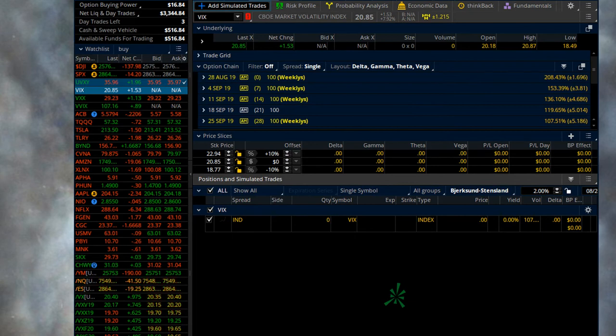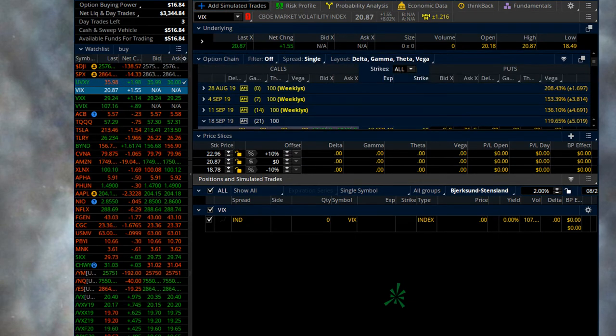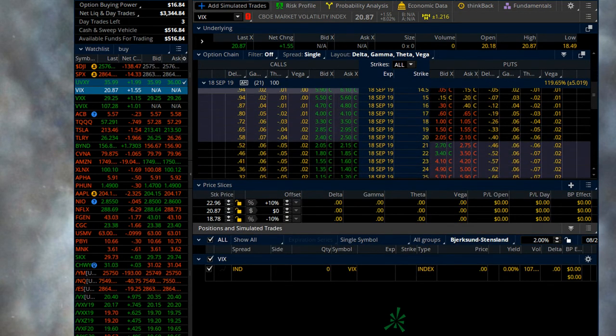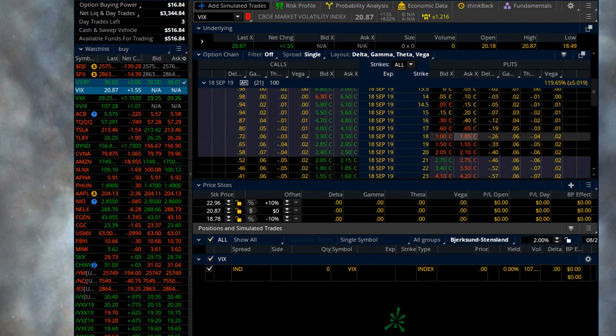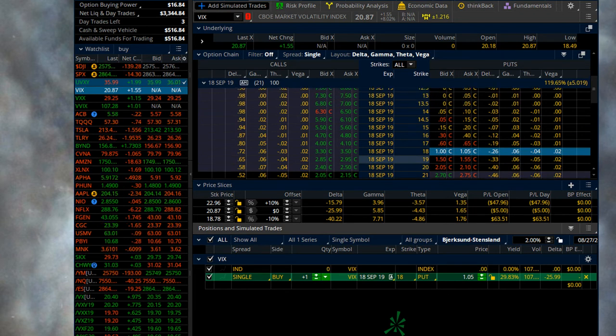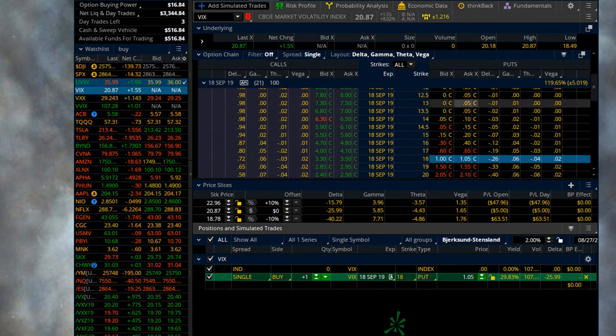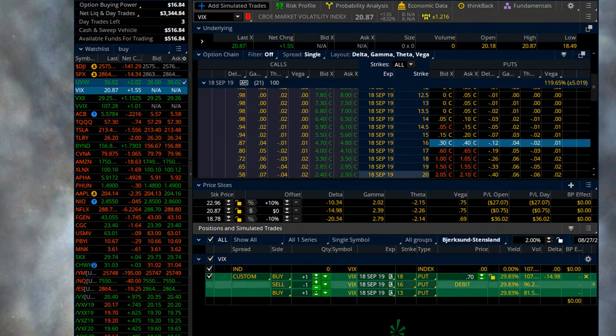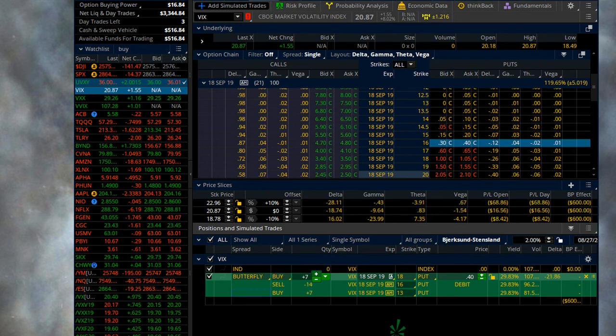So let's model the 13/18 butterfly really quick here. They're buying the 18 put. They're buying the 13 put. And they're selling the 16 put twice. And they did it 20,000 times.